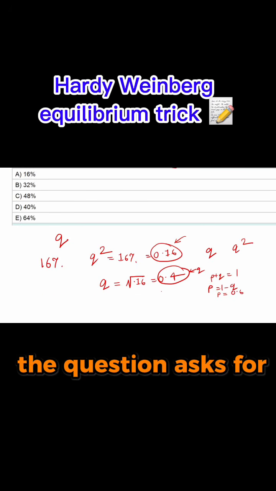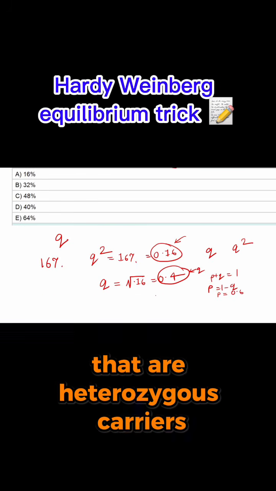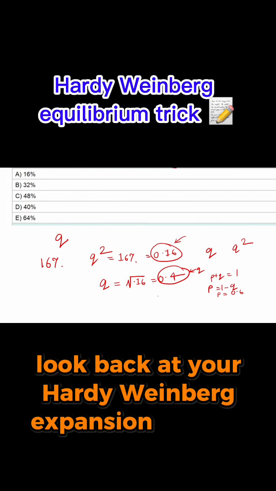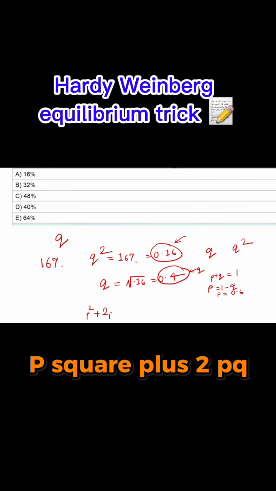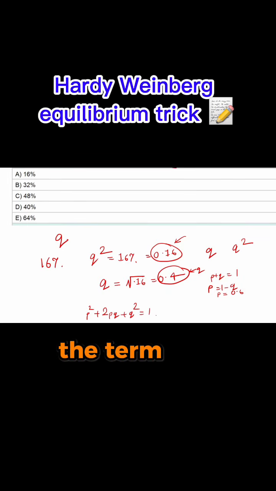The question asks for the percentage of the population that are heterozygous carriers. Look back at your Hardy-Weinberg expansion formula: P squared plus 2PQ plus Q squared equals 1. The term that represents the heterozygous frequency is 2PQ.